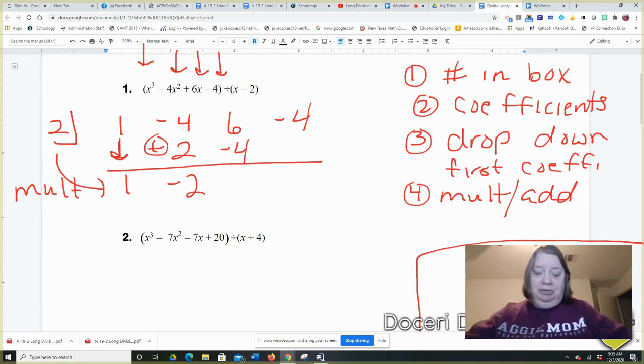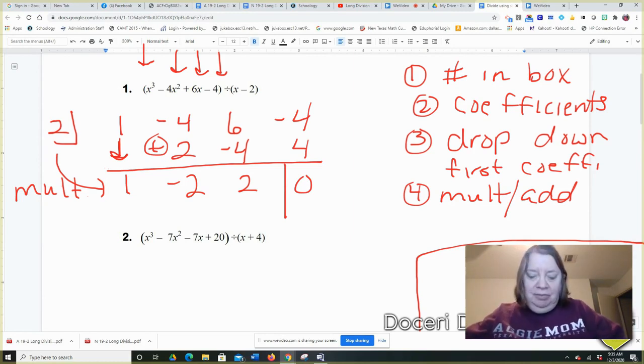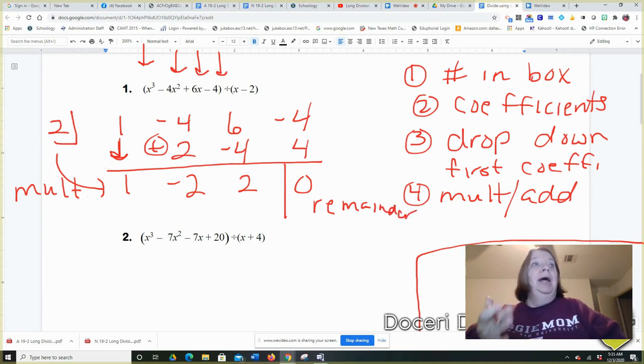You're just combining these two numbers. 6 minus 4 is 2. Multiply the number in the box times the number on the bottom row. 2 times 2 is 4. Add negative 4 plus 4 is 0. This last number, excuse me, is the remainder. So in this problem, we don't have a remainder. Okay? If you have a number there, it's okay. That's just the remainder. The only thing left to do is to write your answer.